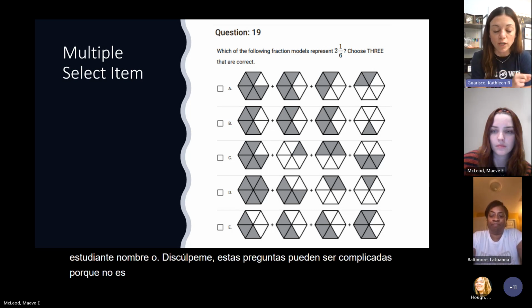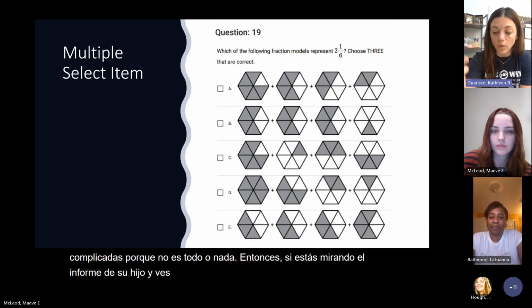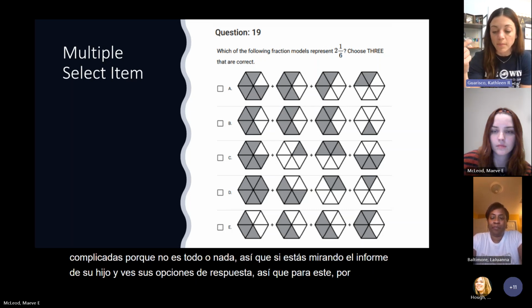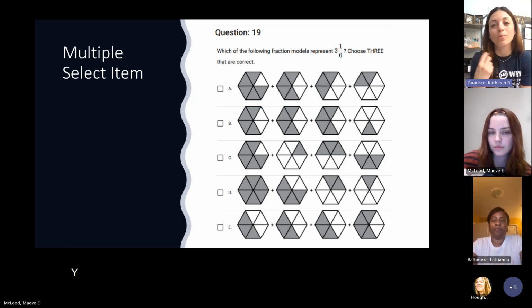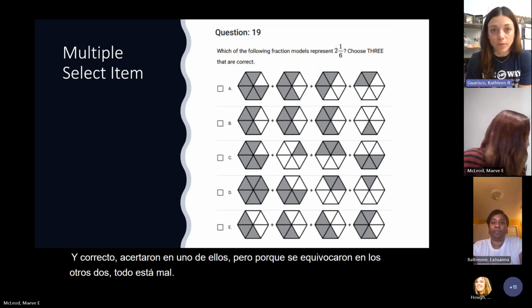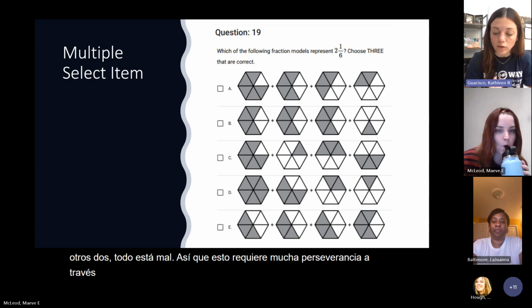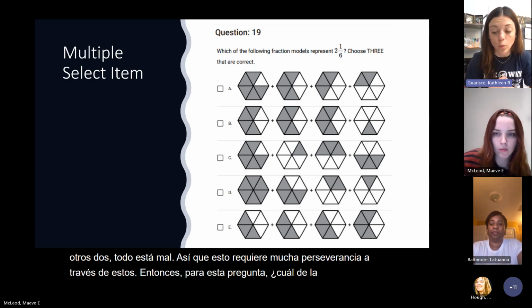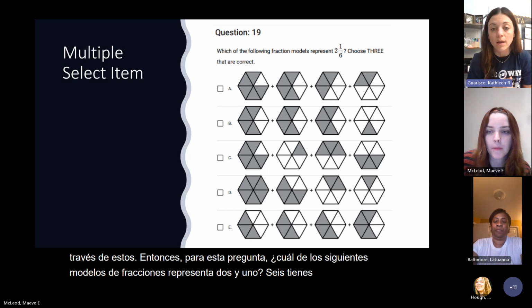So if you're looking at your child's report and you see their answer choices, so for this one, for example, if they chose A, B, and C, right? They got one of them correct, but because they got the other 2 incorrect, the whole thing is wrong. So this just takes a lot of perseverance through these. So for this question, which of the following fraction models represent 2 and 1/6? You need to choose 3 that are correct.